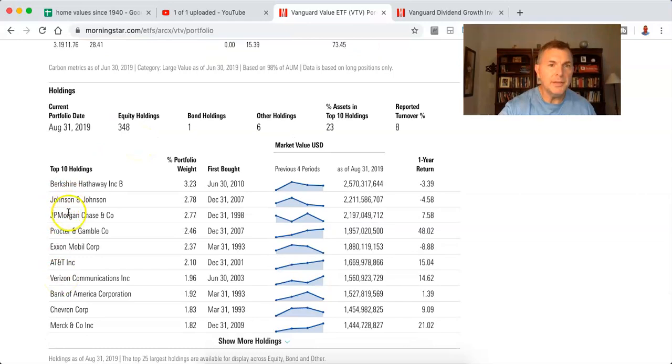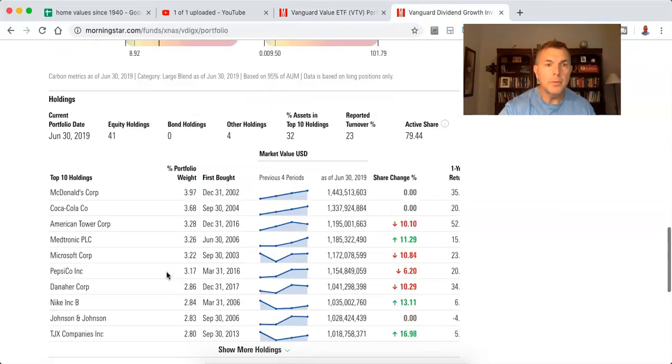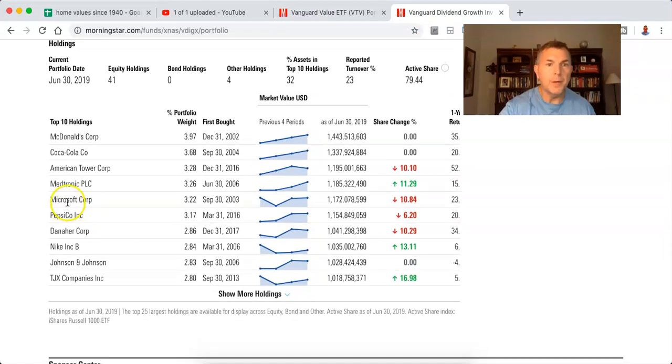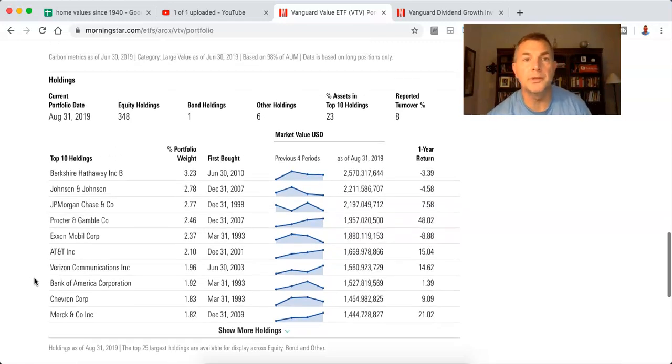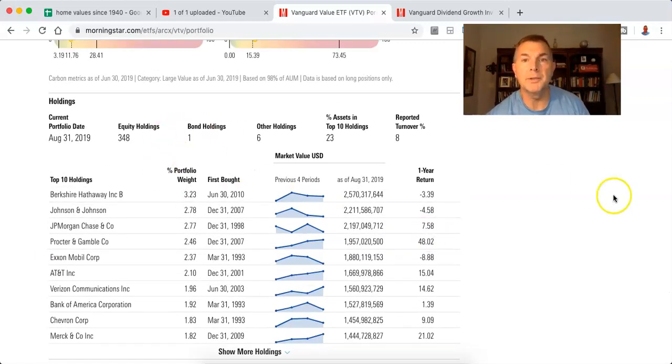Any of these guys? Did I see? Top. I think Microsoft. Johnson & Johnson. I saw that. I think Microsoft was in here too, right? No, all right. So just Johnson & Johnson in the top 10. That's it. So just a little bit of redundancy there, not much. They got one bond. That's it, and they only have 8% turnover in VTV.